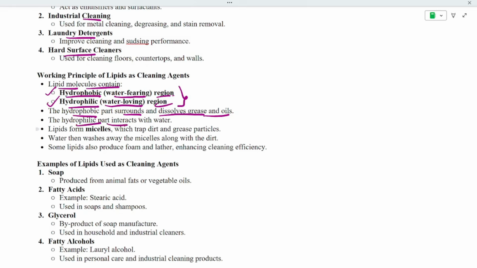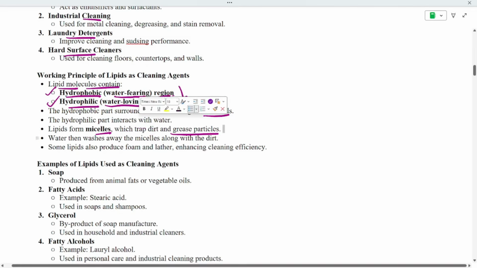The hydrophilic part will interact with water. This will not interact with water. Hydrophilic will interact with water as it is a water-loving agent. Okay, now lipids form micelles, that is called micelles, that will trap the dirt and grease particles present on the cloth or anything which you are trying to wash. Water then washes away the micelles which are collected along with the dirt.